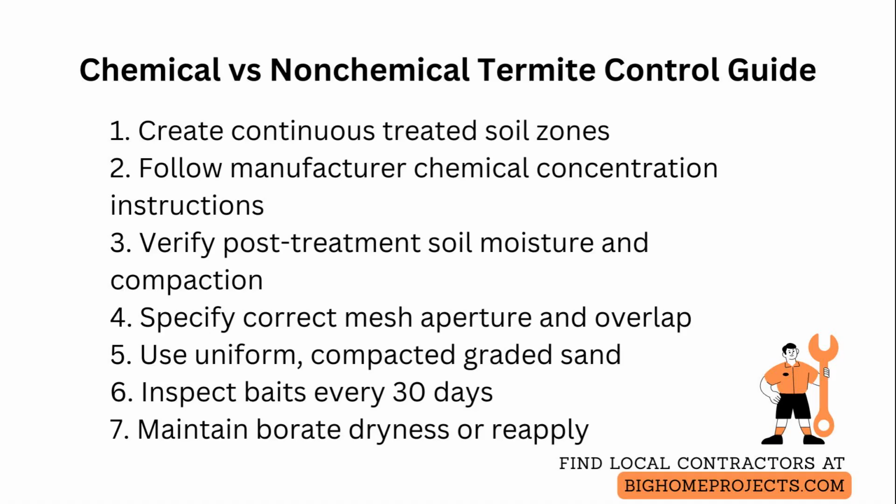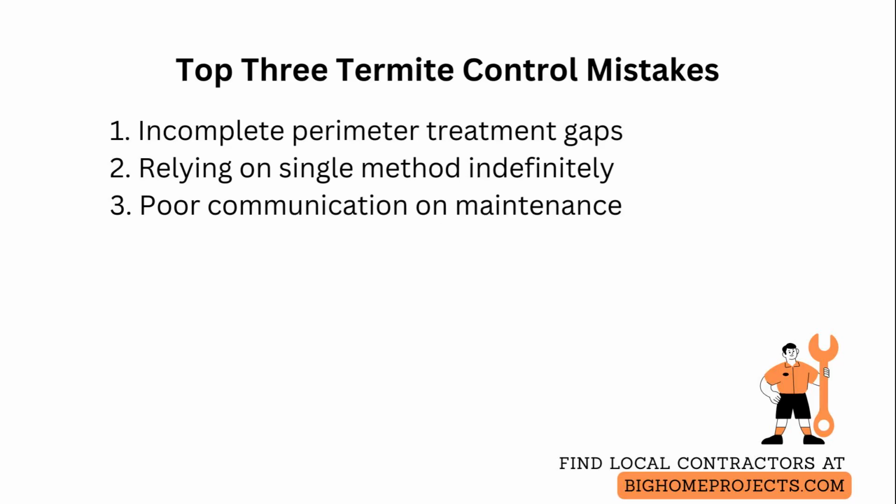Treated lumber and borate wood treatments protect framing members from ingestion and residual damage, but borate is water-soluble, so it must remain dry or be reintroduced in remodels. Combine treated materials with barriers or chemical zones to achieve redundancy and specify preservative penetration depth and treated mill tags for verification. Three common mistakes are incomplete perimeter treatment, leaving gaps where termites can establish.